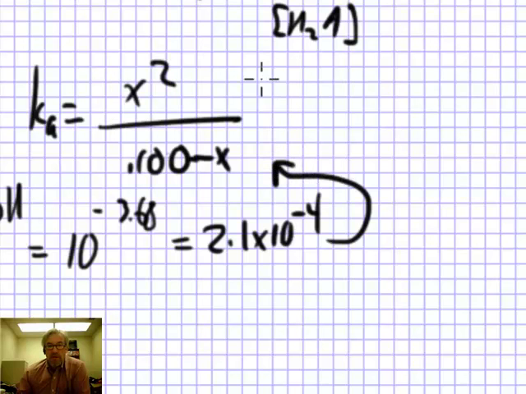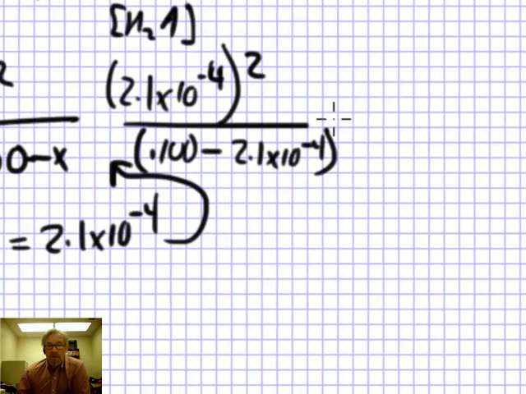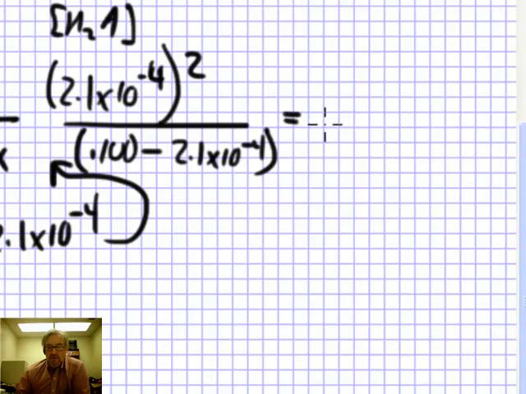So it's going to be (2.1 times 10 to the minus fourth) squared over 0.100 minus 2.1 times 10 to the minus fourth. And you could probably leave that off in the denominator because it's not going to make any difference since it's so much smaller than 0.1. You do your arithmetic, you are going to find that Ka is equal to 4.4 times 10 to the negative seventh for this weak acid.